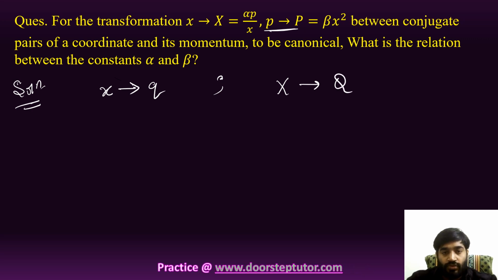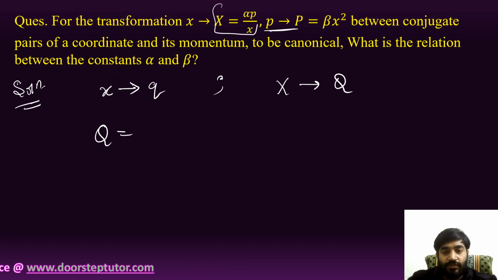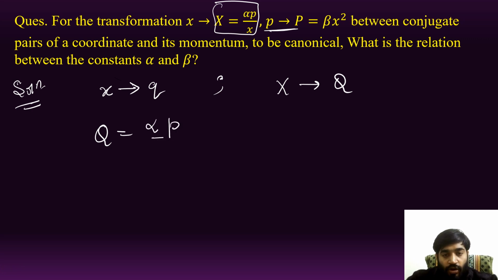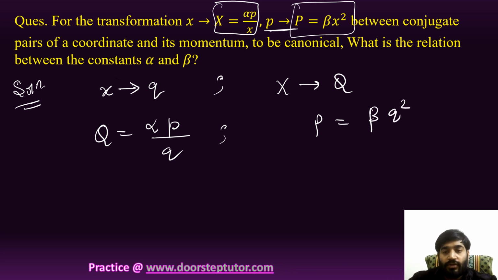If I do so, what I get is capital Q. If you see the first equation, X is replaced by Q, so capital Q must be equal to alpha times small p over small q. Again, if you see this relation, capital P must be equal to beta times q square. Clear?